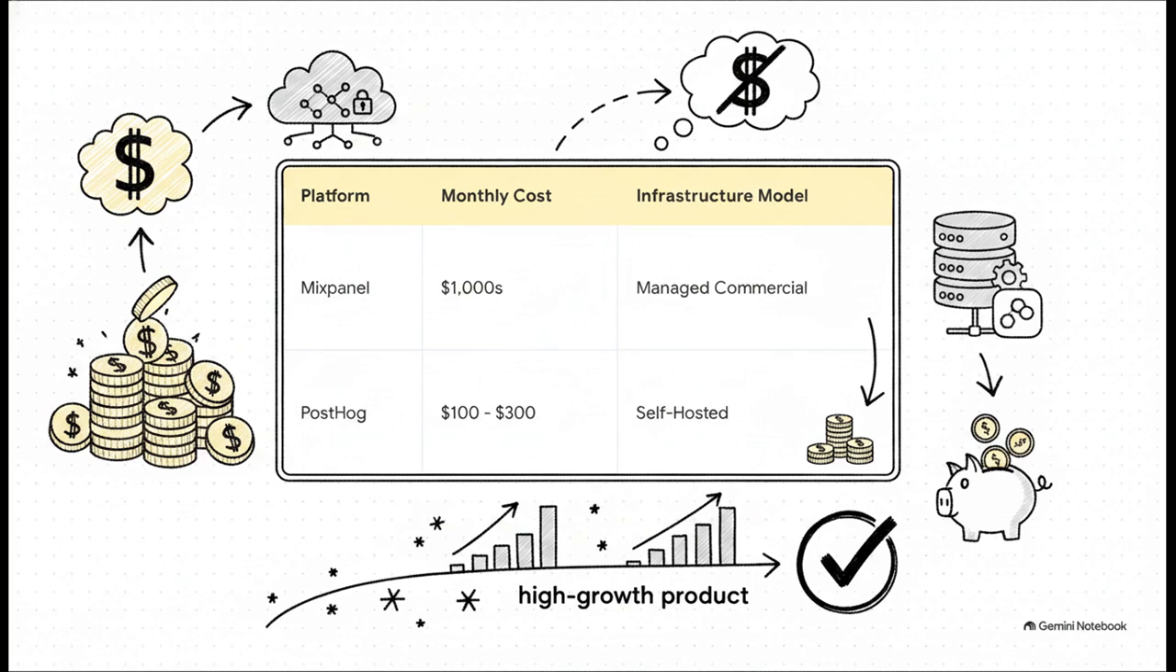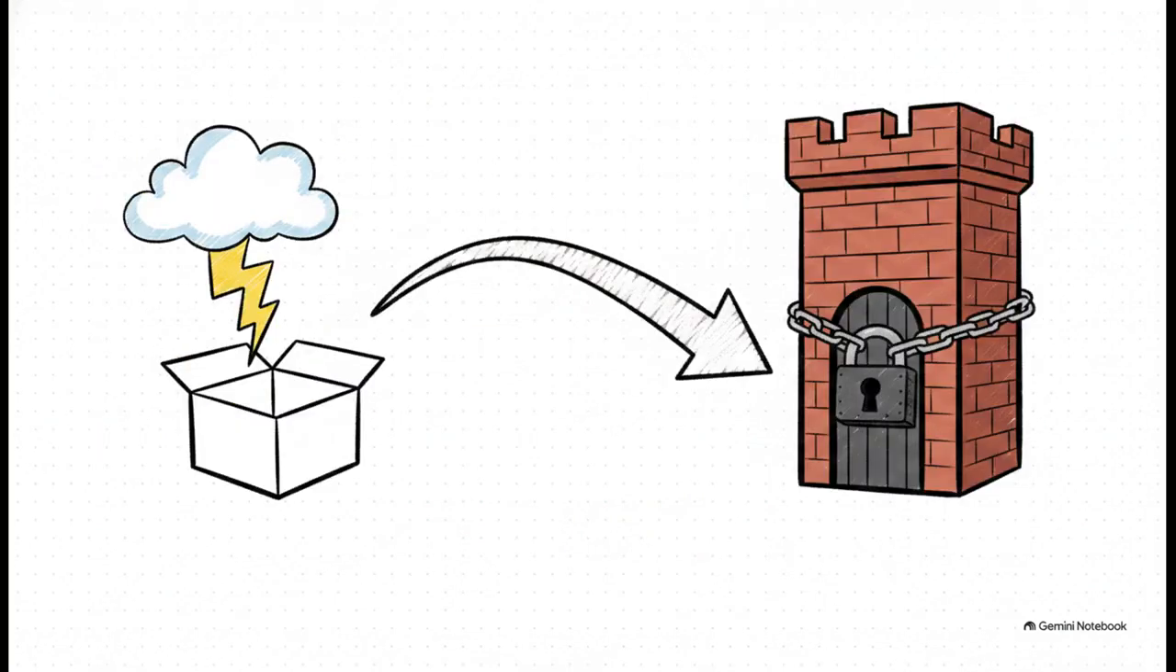Now, contrast that with self-hosted PostHog. On properly provisioned infrastructure, that cost drops to somewhere between $100 and $300 a month. Avoiding that per-event pricing penalty can easily represent tens of thousands of dollars in annual savings for a high-growth product. But to keep things perfectly objective, we really have to compare your 2 deployment options, cloud versus self-hosted.